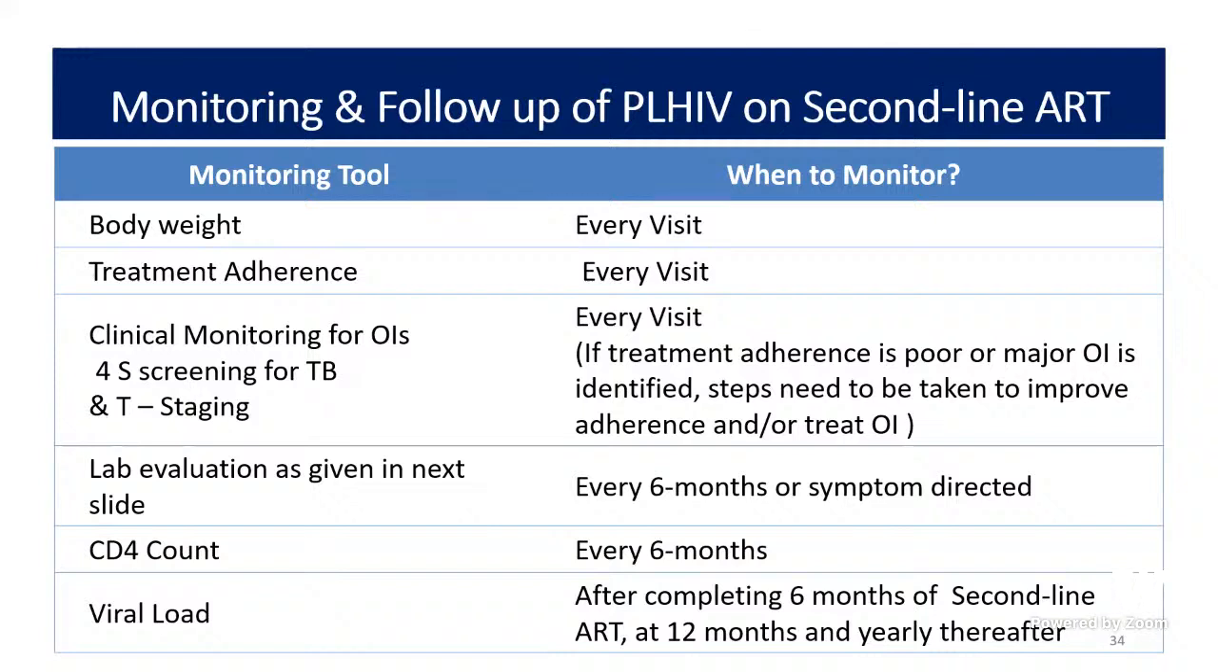These need to be seen every 6 months or if the symptoms direct us. And the CD4 count has to be done at 6 months, and at 12 months the viral load needs to be done. After starting the first line, we will do the viral load at 6 months and then every 12 months. But if the patient is on second line or third line, then we will do the viral load every 6 months. And we need to coordinate the CD4 also with the viral load. Initially the CD4 may be done at baseline, but after that we will do the CD4 as and when with the viral load.